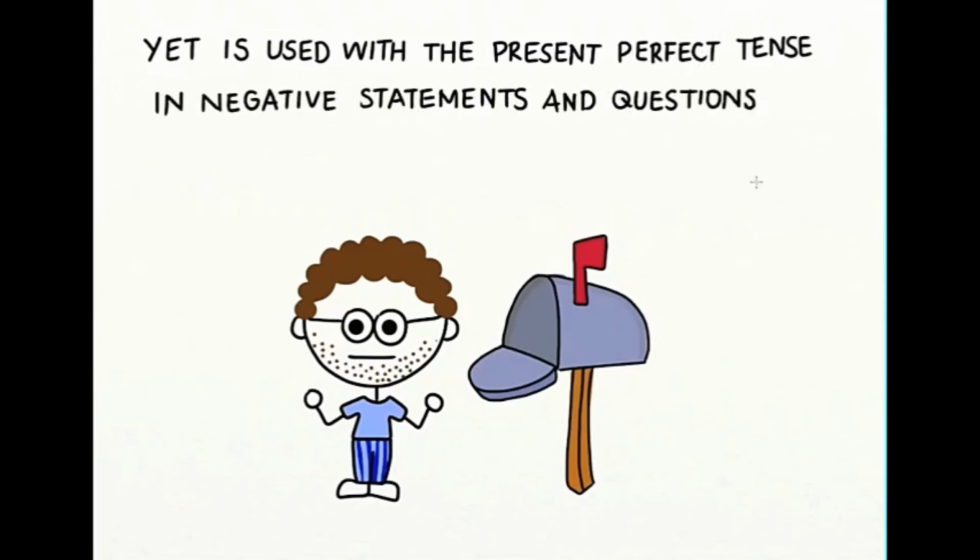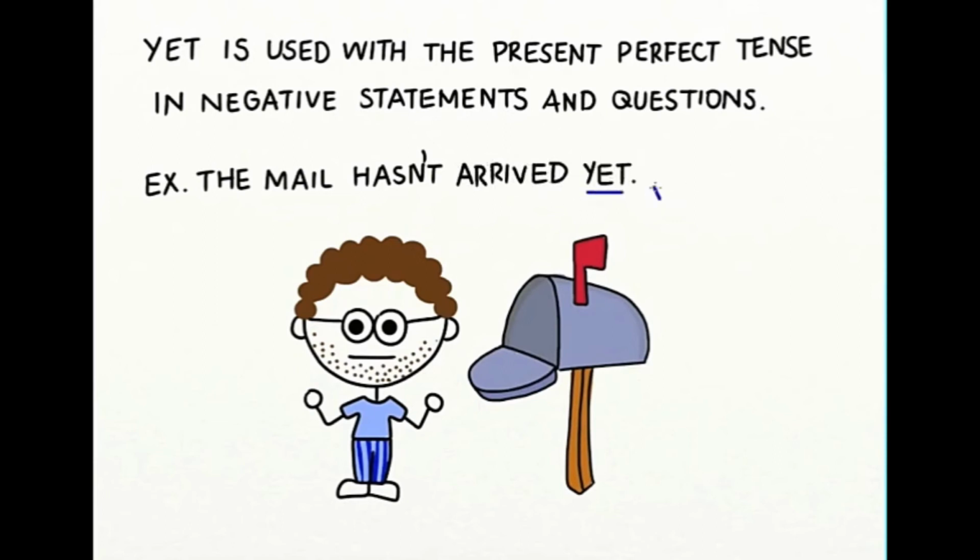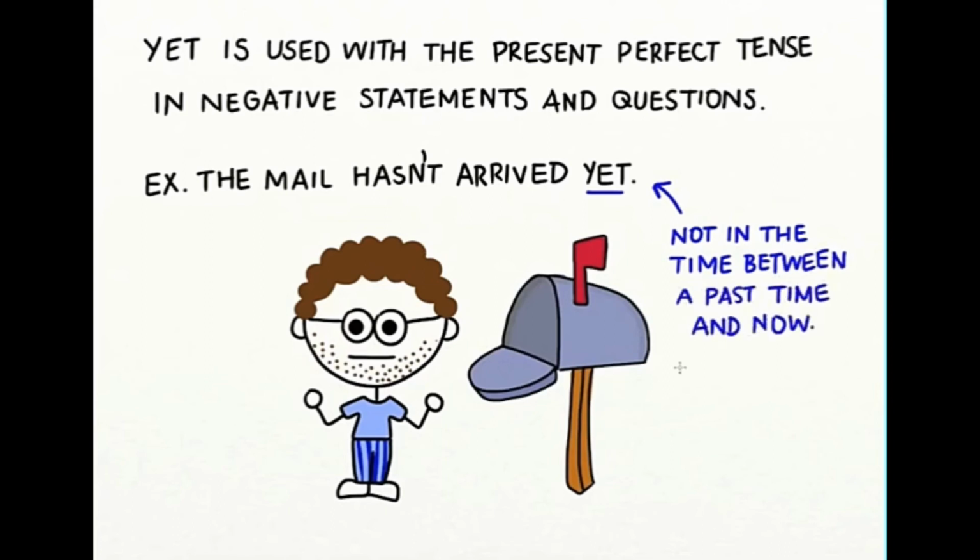Yet is used with the present perfect tense also in negative statements, like the mail hasn't arrived yet. So this yet shows that it is not yet in the time between a past time and a present time. It should happen soon, though.